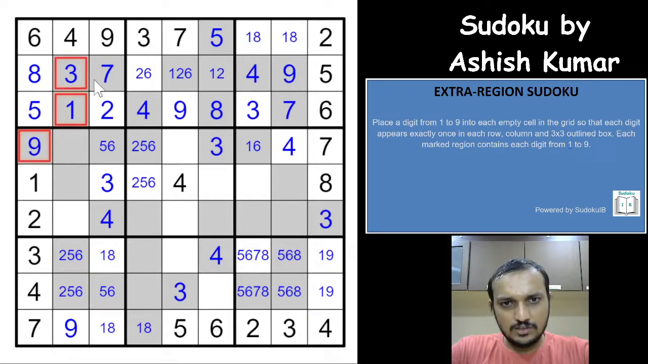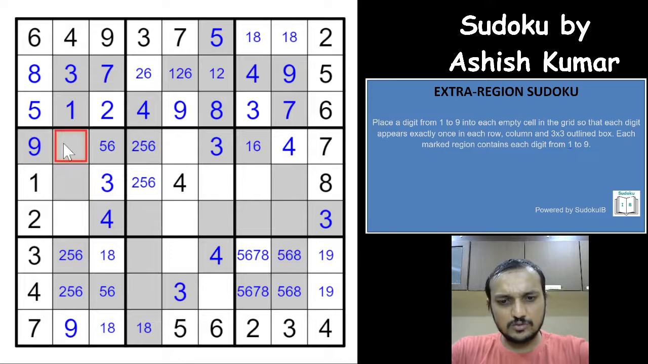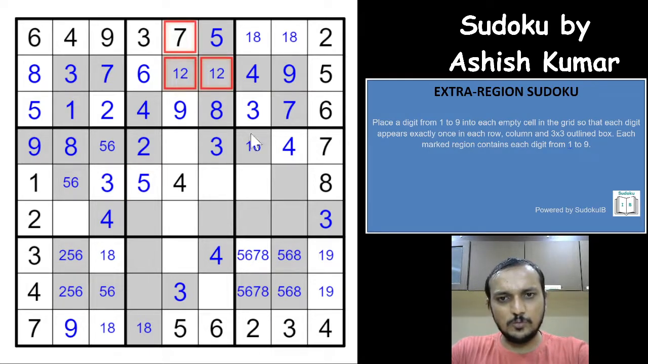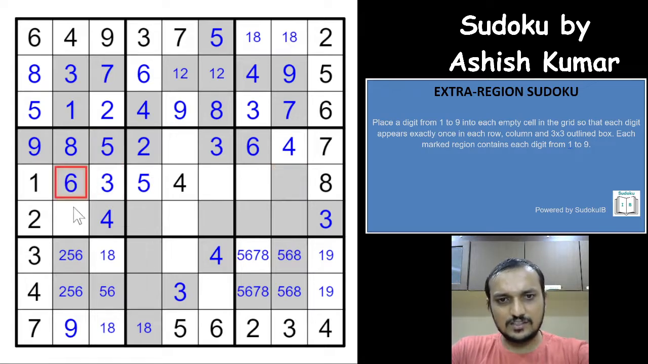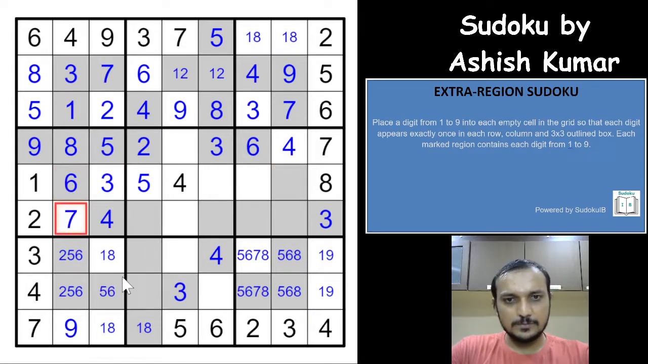So 9 1 3 7 4, 2 5 6 and 8. 8 cannot be here, so this cell would have to be 8. This cell would have to be 5 and 6. So you have a 5 6 pair here in this region, so this cell would have to be a 2. That gives you a 6 here, 5 here, and eliminate 6 from this cell. So 1 2 pair gives you a 6 here. That gives you a 5 here and a 6 here, and that gives you a 7 here.